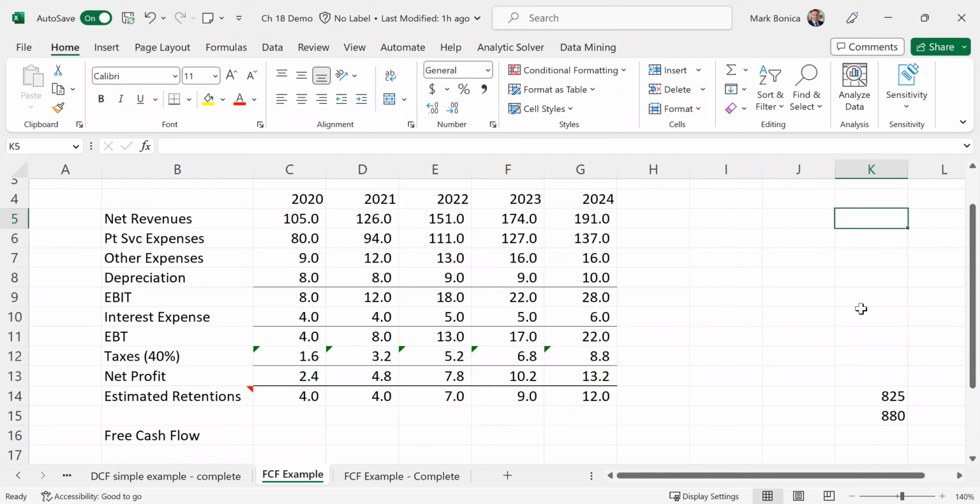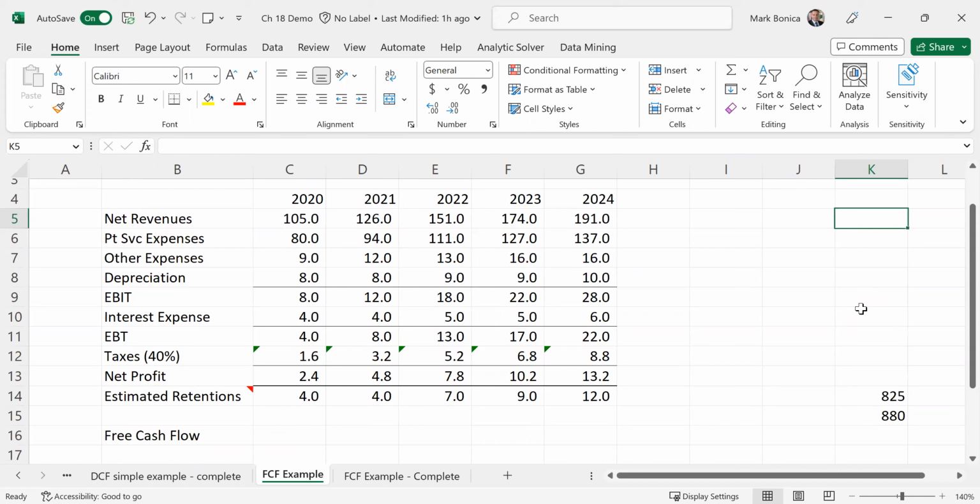Looking at the FCF example, you have the completed version. One of the nice things about this workbook is I'm giving you all the answers, so you can cheat and look at the answers. It's useful for practice. Go in and try to practice it, so save a version without answers.